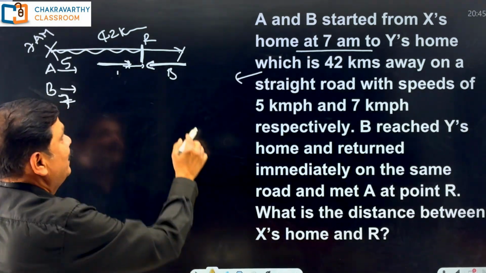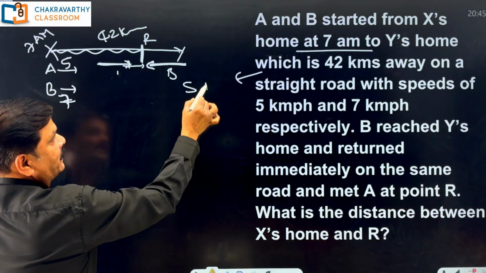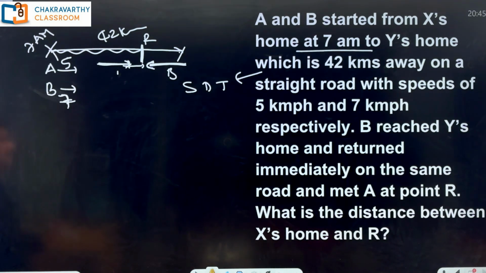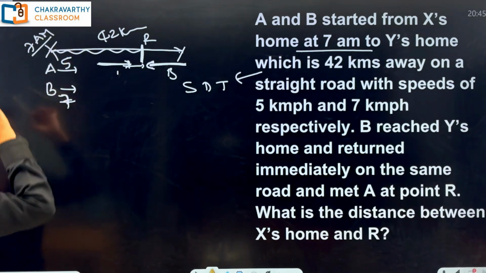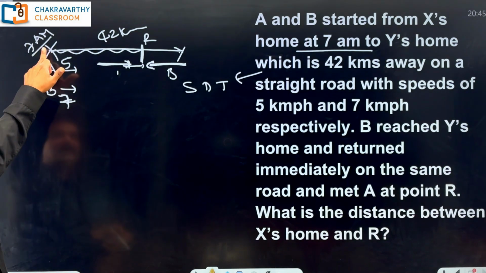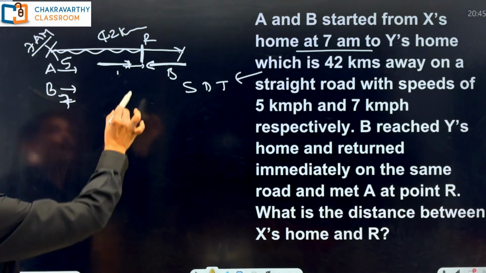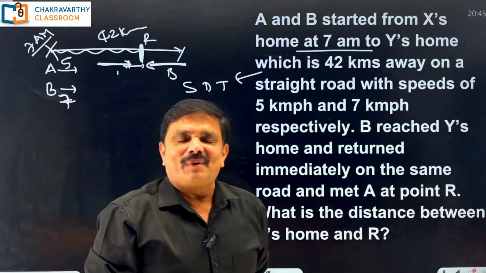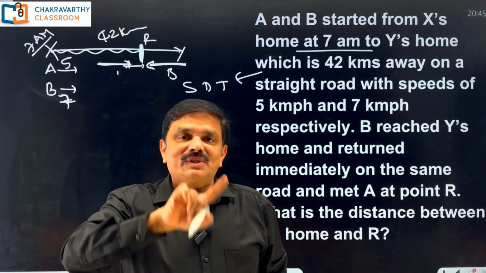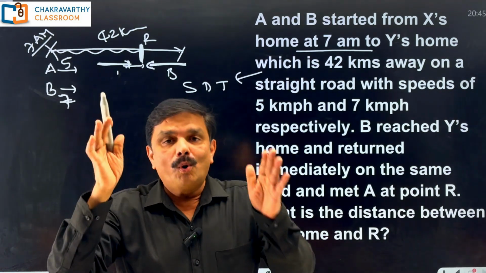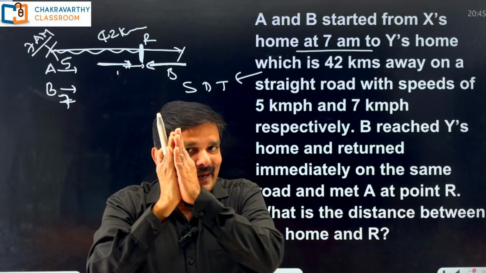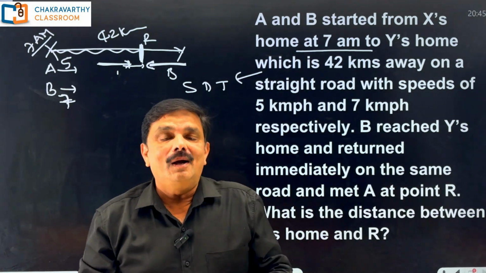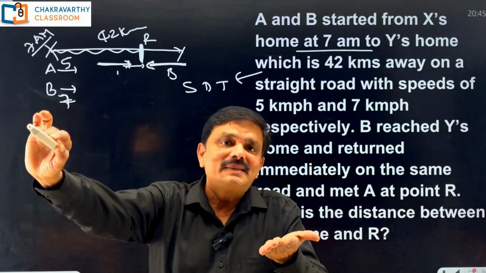Now here, what's the relationship among speed, distance and time? Just observe carefully, students. Both started at 7 a.m., that means both started at the same time, and both met here at the same time. What's the conclusion from that? I repeat: both started at 7 a.m. and both met at point R at the same time. What's the meaning of that? The very meaning is that both traveled for the same time.